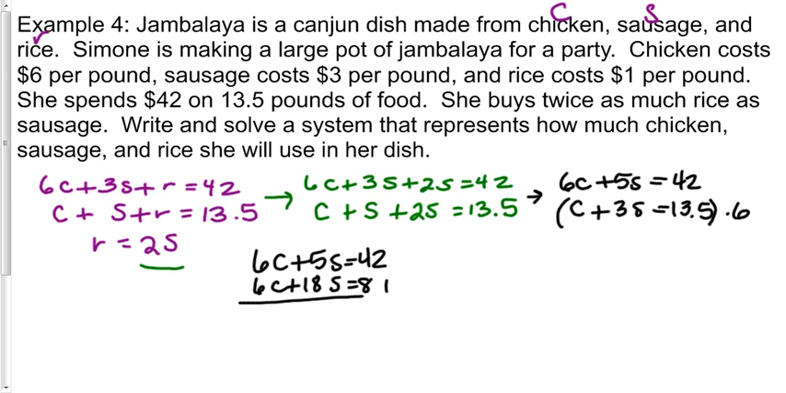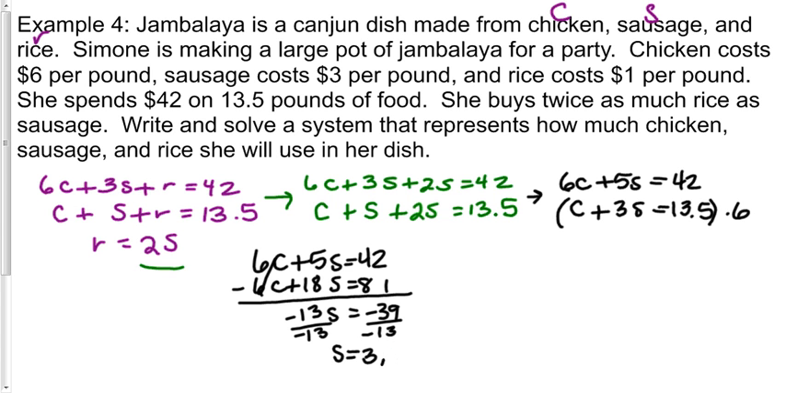Now I'm going to subtract to eliminate the C's. 5 minus 18 is negative 13S. 42 minus 81 is negative 39. If I divide both sides by negative 13, S equals 3. That means we're going to use 3 pounds of sausage in our jambalaya.